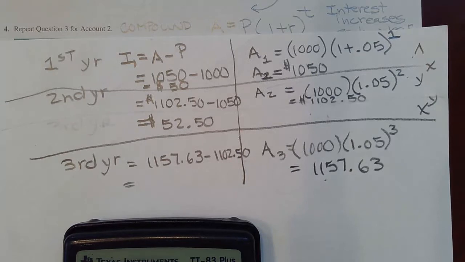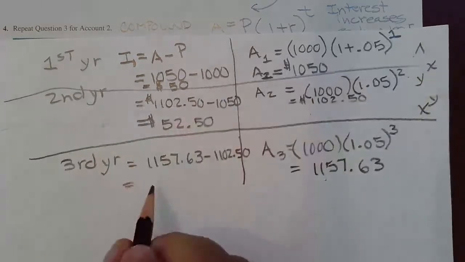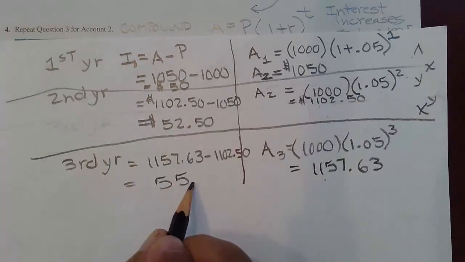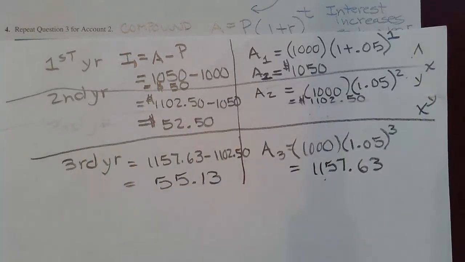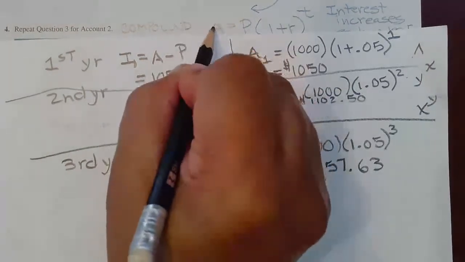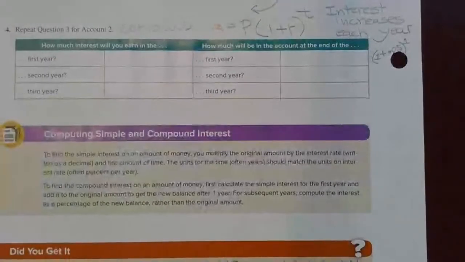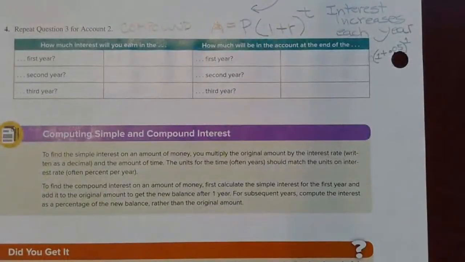And that turns out to be $55.13. Anyway, just a little recap of simple and compound interest. That was page 48. Any questions about that?